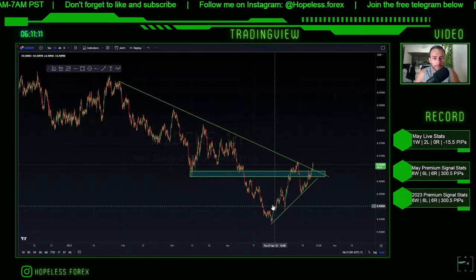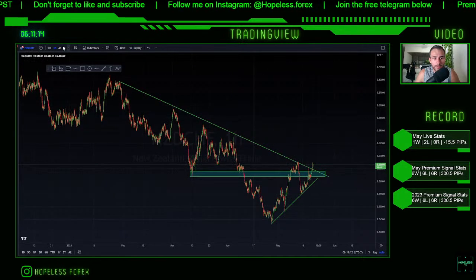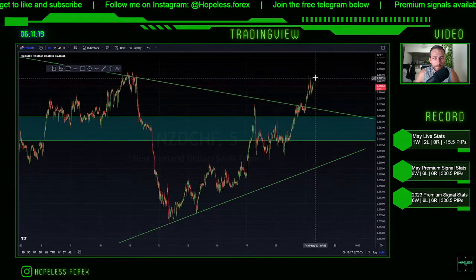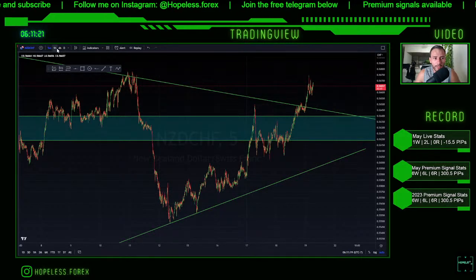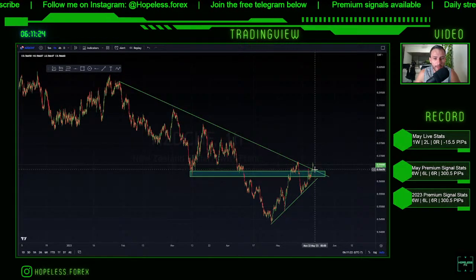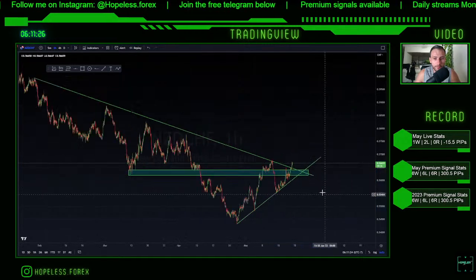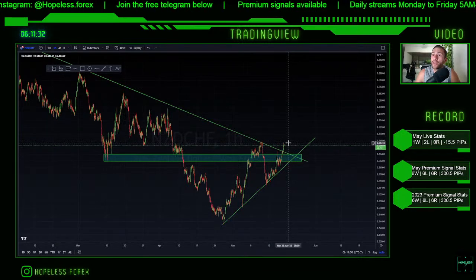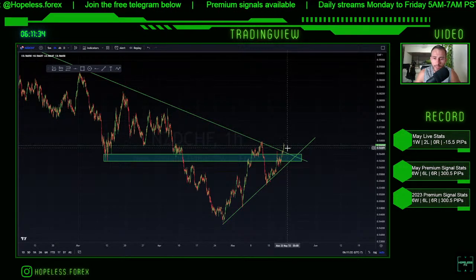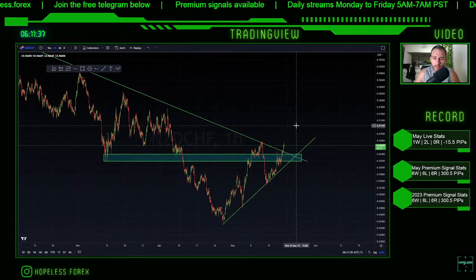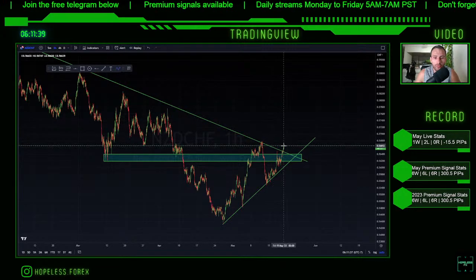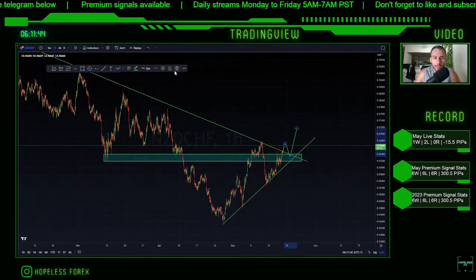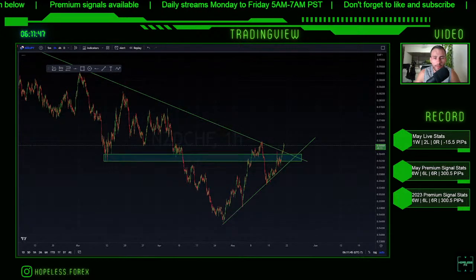NZDCHF. Looks like it might be breaking out of this trend line. Lower time frame, nothing super keen here. Hourly might be breaking out, maybe a good opportunity for a break and retest and trend line breakout here. So we're breaking out of the trend line, retest down here, and continue up. Could be a good opportunity for a buy in that scenario.